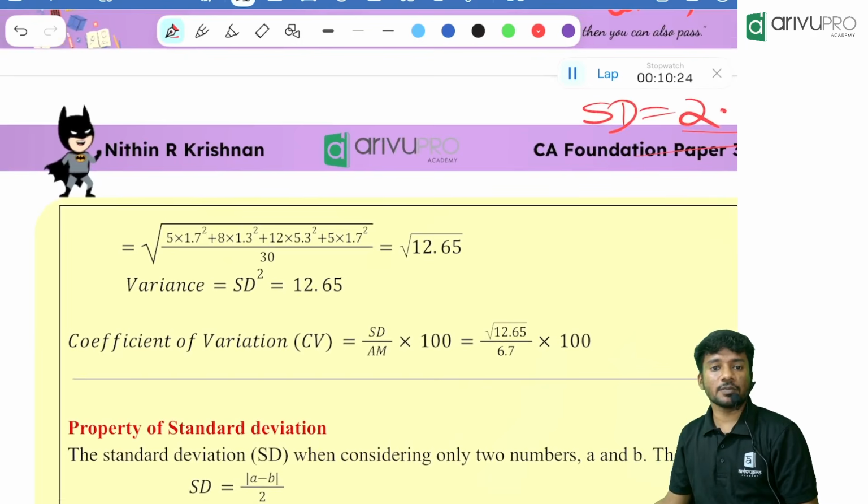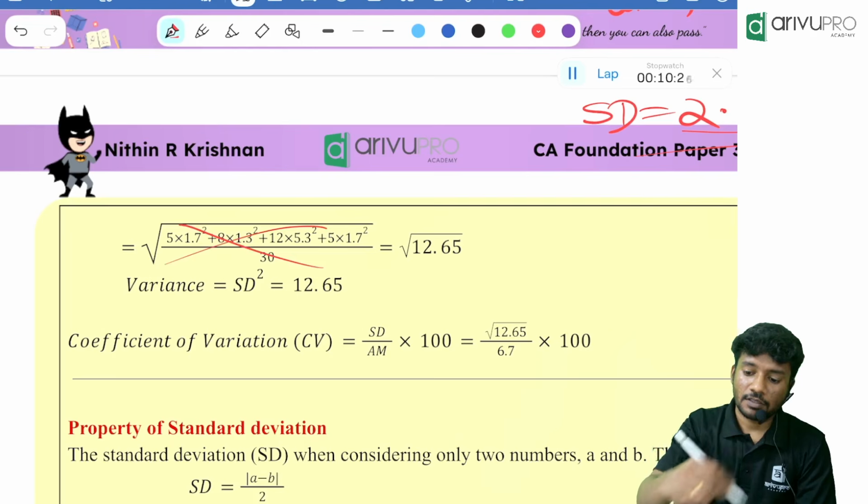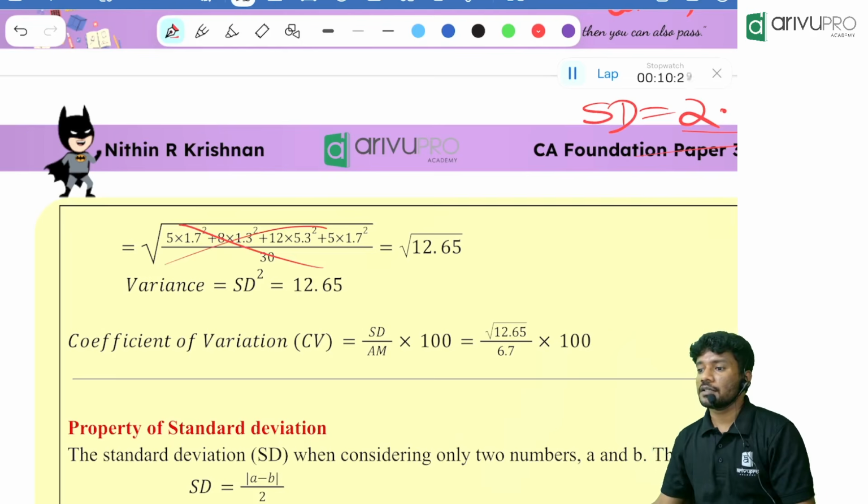Yes. Variance is how much? 8 point something you got. Everyone got the same thing, right? Perfect. So always cross check. Certain questions are there so that we can do it inside the class. Got the point? Understood the method?